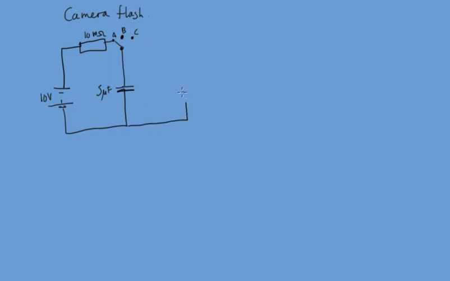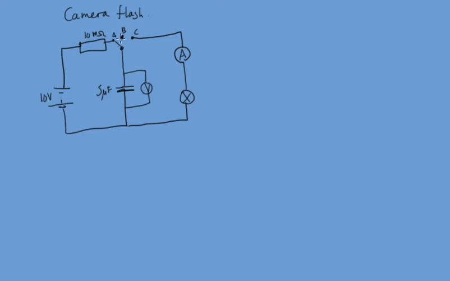And switch C leads us to another circuit with a lamp, and if we're to put an ammeter in place, there we go, and we can have a voltmeter over our capacitor. So what happens is, just like the first circuit we looked at, we charge our capacitor and then we can put it at position B.